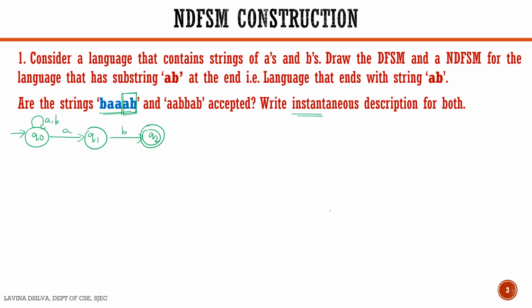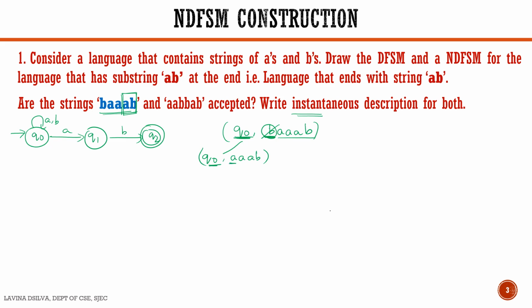Now for instantaneous description, you consider the start state and the entire string here. So we have the string B, A, A, A, B. Now, how do we write? On Q0 state, when you see the symbol B, to which state do you go? In Q0 state, when you see a B, you remain in Q0 state. Now we finished up with this symbol. So what is the next string which is remaining? A, A, A, B.